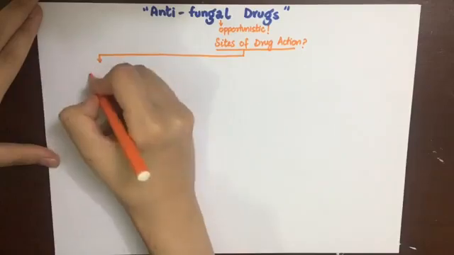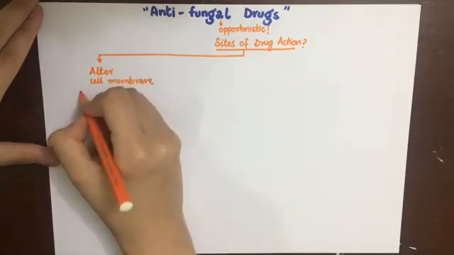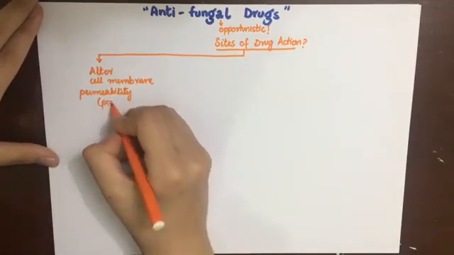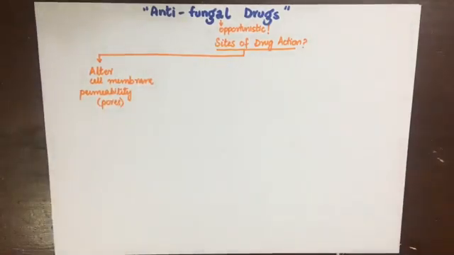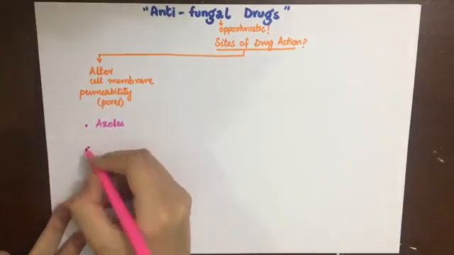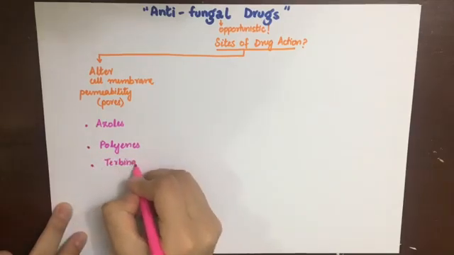Some of these drugs alter the cell membrane permeability by making pores in the cell membrane, thus leading to leakage of cellular contents and death of the fungus cell. These drugs include azoles, polyenes, and terbinafine.